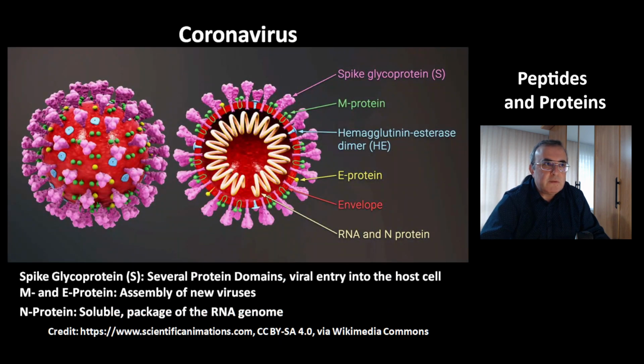This is an example of the protein domain. The coronavirus has a protein with a protein domain. That's the spike glycoprotein, this here, symbol S. Its function is to enable the virus to enter the host cell. The coronavirus has several other proteins. The M and E proteins are important for assembly of the new viruses. And the N protein is a soluble protein. It is a package of the RNA genome.